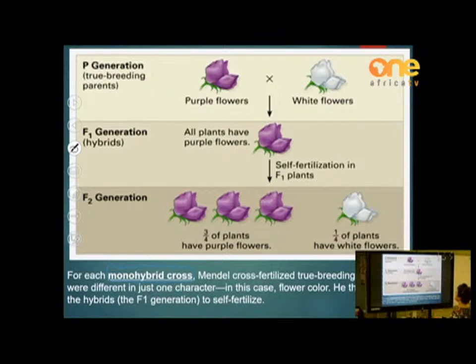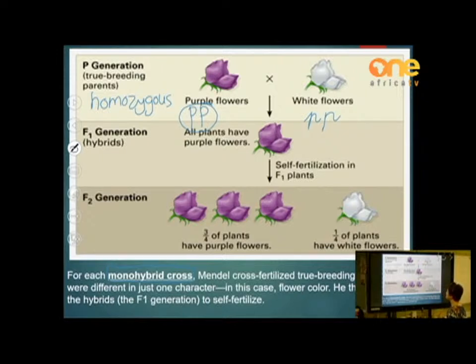Now, what happened here was the purple flower crossed with the white flower. The parental generation was true breeding, but we rather use the word homozygous. Homozygous, and we will use the capital P for the genotype, with the small p, small p. And all the plants have purple flowers. All the plants have purple flowers.